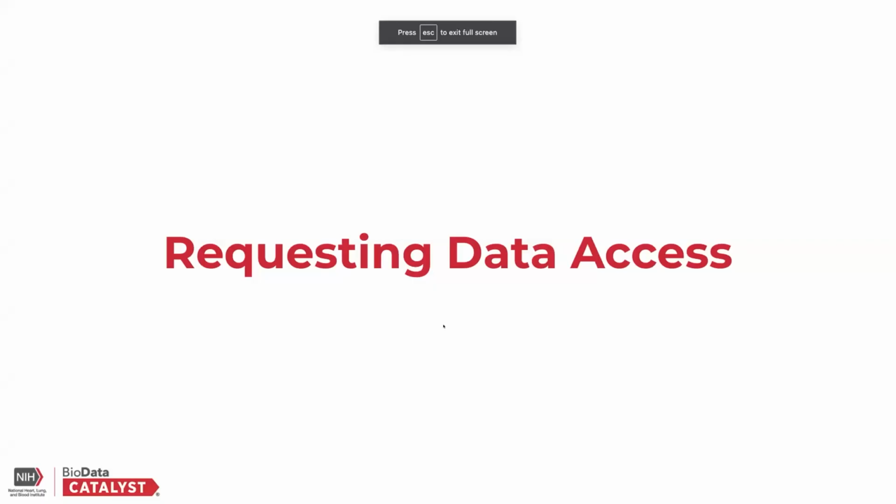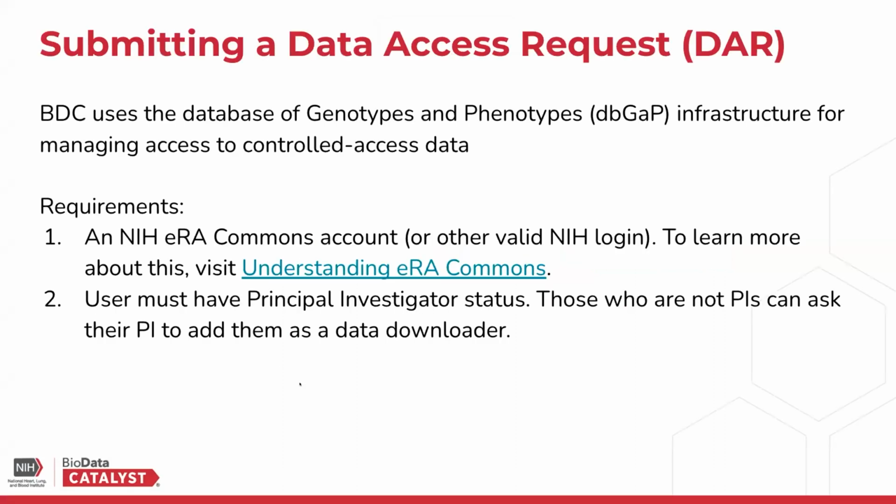So the next step after discovering your data on potentially BDC Open Picture is to request access to it. To submit a data access request, as I mentioned, we use the dbGaP infrastructure for managing access to controlled access data. The requirements are an ERA Commons account, as I mentioned, that's what you need to get onto Picture. You will also need one to submit a DAR, and you must have principal investigator status. Those who are not PIs can ask their PI to add them as a data downloader.